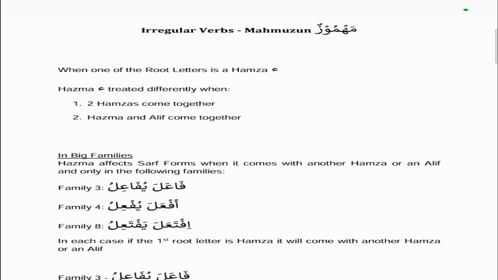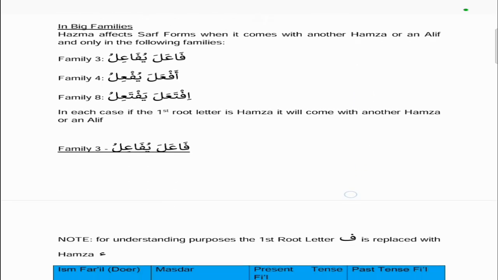So, moving on to the next chapter of our curriculum, which is the irregular verbs, we'll start with Mahmuzun. This is when one of the root letters is a hamza. The hamza is treated differently when two hamzas come together, or when a hamza and an alif come together. If we start with the big families, the hamza affects the sarf forms when it comes with another hamza or an alif, and only in the following families.